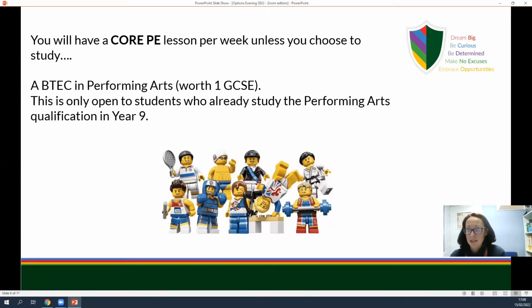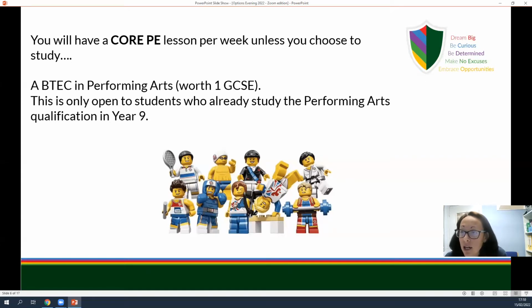Now, the reason why we allow some students to not do core PE and instead swap that with a Performing Arts qualification is because it's heavily dance based, and that element of dance allows us to still consider it to be as physical and therefore still support the physical, emotional and mental well-being as a result of that.